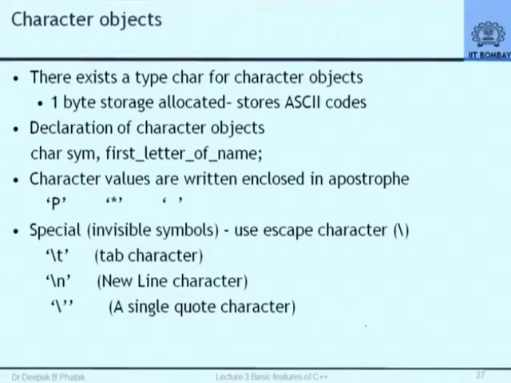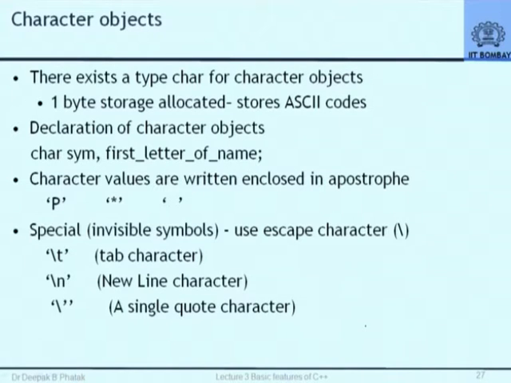You have this additional interesting peculiarity, character objects. Remember we saw ASCII symbols? Character objects are defined to hold such symbols. One byte storage is allocated to every char type. The declaration is: char sim, char first_letter_of_name. Basically all these variables, independent of the name, are capable of storing one value between 0 to 255, which is interpreted to be an ASCII code.